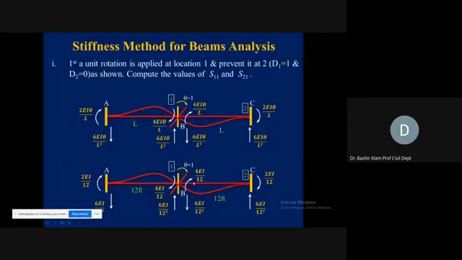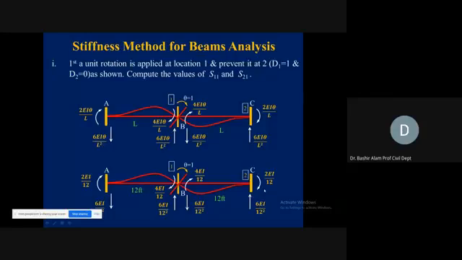Here, corresponding to D1, you will be looking for the member end actions which are moments. One is this 4EI divided by 12, one is this 4EI divided by 12, both in the positive, clockwise direction. So you simply add them up, and for S21, it will become 2EI divided by 12.